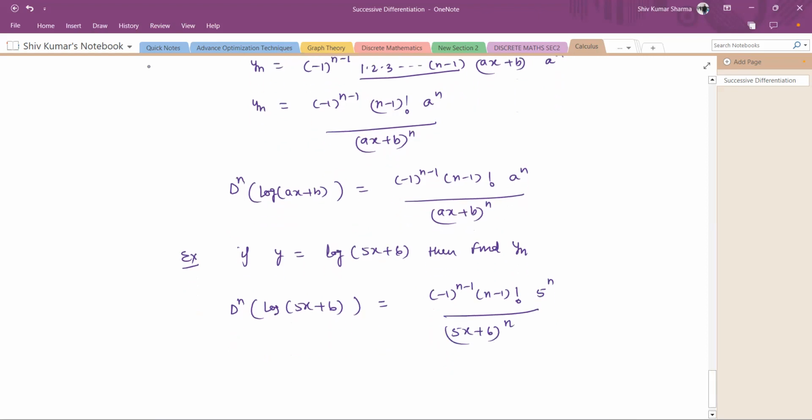Now when you calculate a particular derivative, we put the value of n as required, that means when we find the fifth derivative, sixth derivative, or 10th derivative, we put the value of n as 5, 6, or 10. Okay, so thank you.